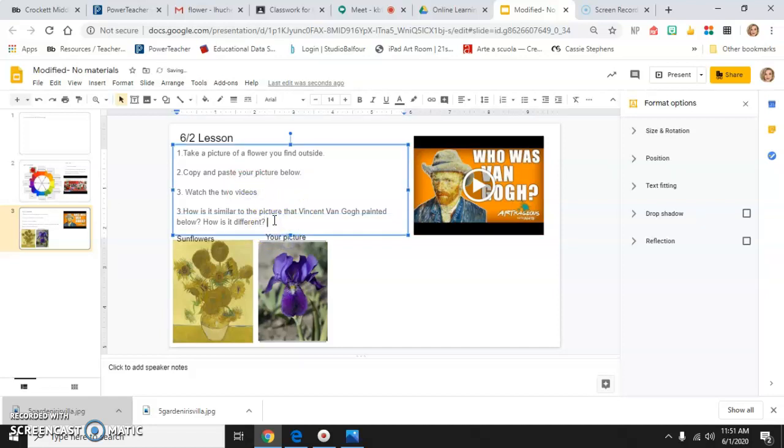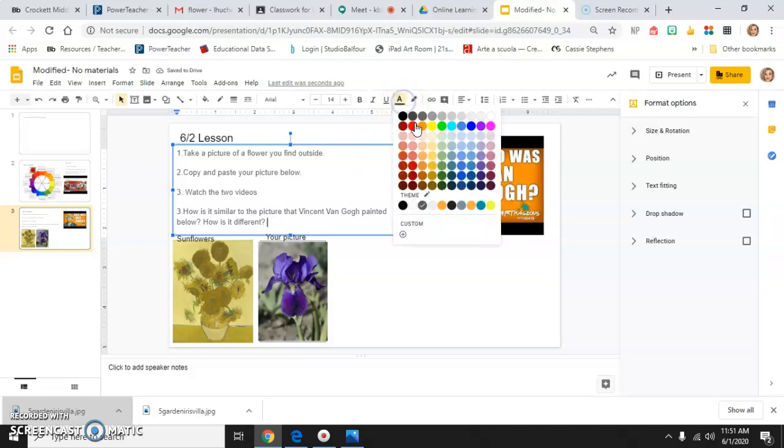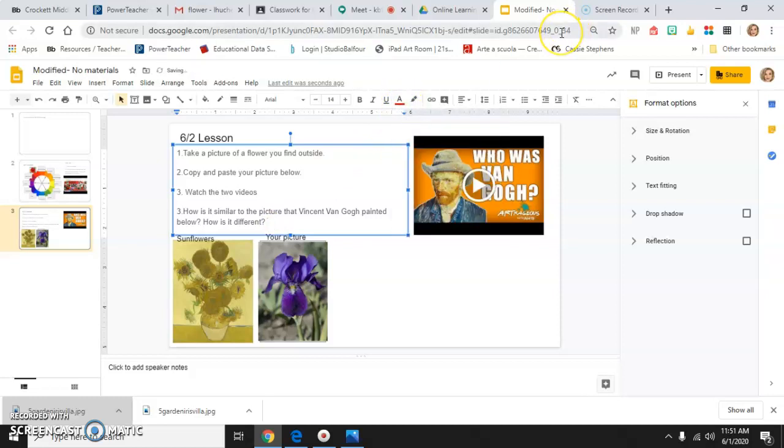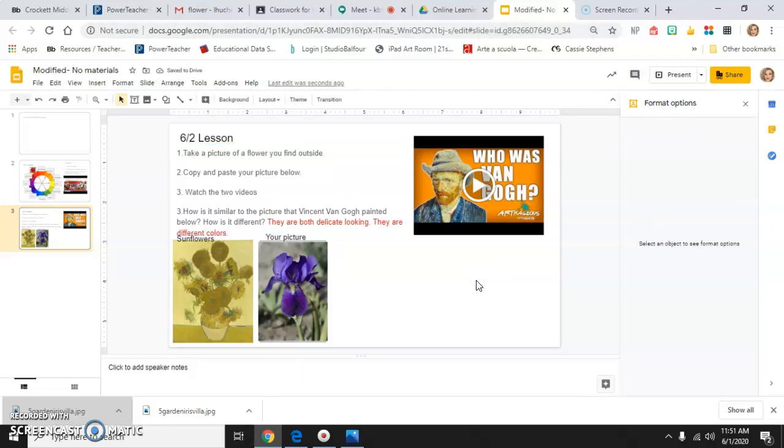I am going to type my answer. They are both delicate looking. That is how they are similar, and they are different colors. That is how they are different. I am then going to watch the video on Vincent van Gogh. That is the lesson for 6-2.